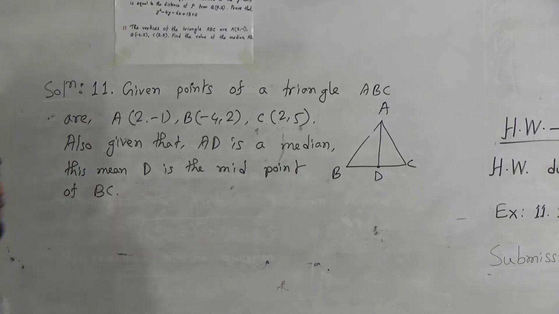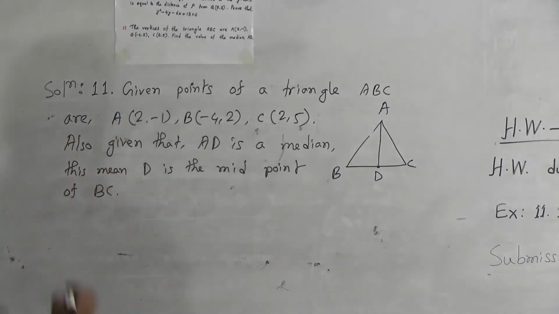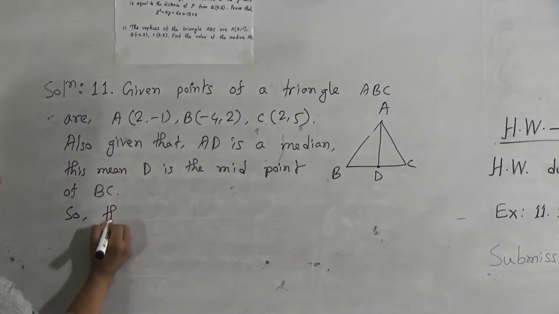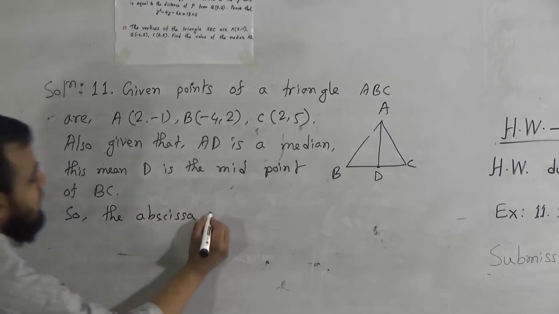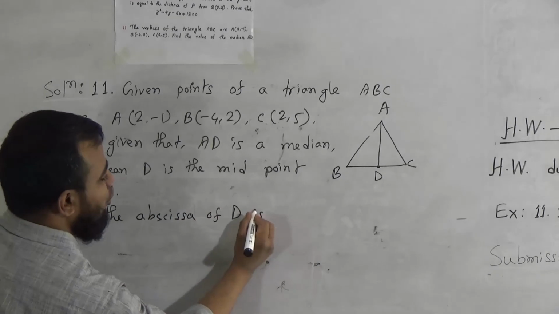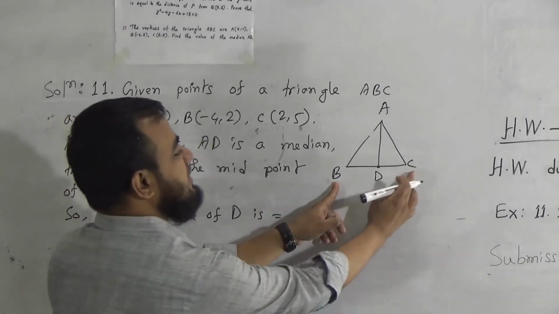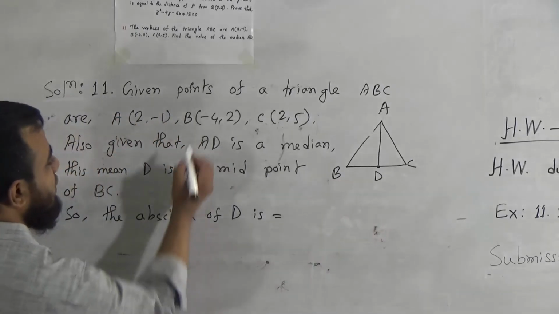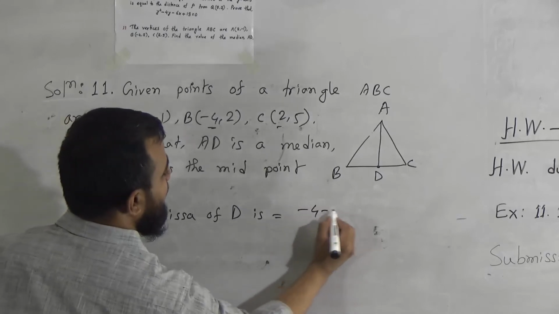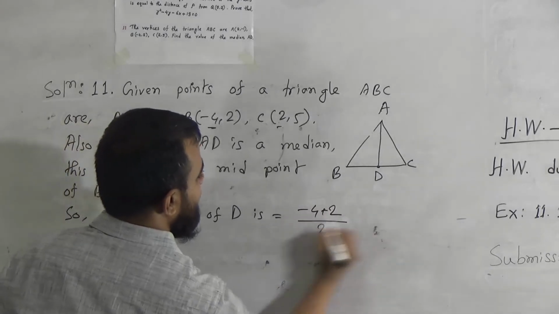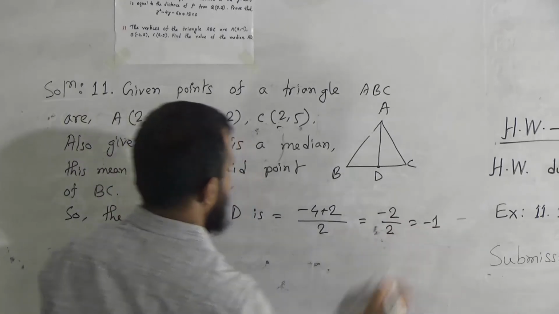Now we are going to find the abscissa and the ordinate of D. The abscissa of D is the mean of the abscissas of B and C. B's abscissa is -4, C's abscissa is 2. So the mean will be (-4 + 2) divided by 2, that is -2 by 2, which is equal to -1.